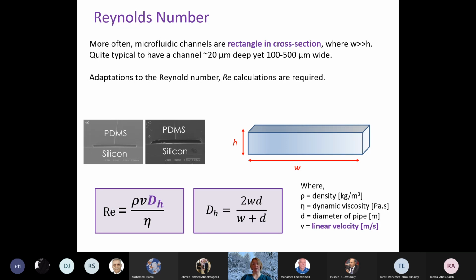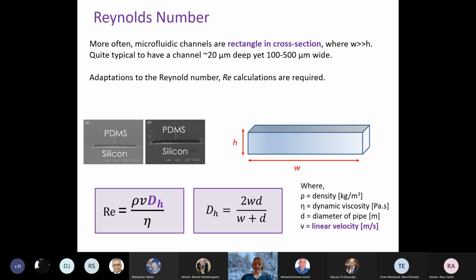Okay, so the Reynolds number for microchannels, though, has to consider the fact that microchannels are very rarely actually a pipe with a cylindrical geometry. They usually are rectangular in cross section. So we have to make a very small adaptation to the Reynolds number to be able to predict how that behaves in a microfluidic channel. And it's just by considering the hydraulic diameter of that microchannel rather than just a circular radius.